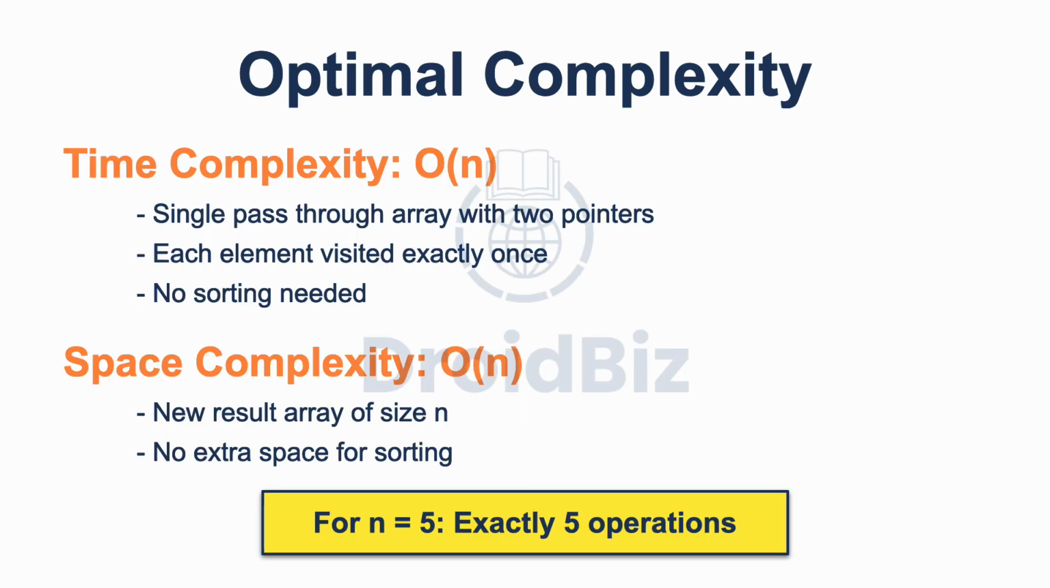Now, let's analyze the complexity of the optimal approach. The time complexity is big O of n. We make a single pass through the array with 2 pointers. Each element is visited exactly once, and no sorting is needed. The space complexity is big O of n. We need a new result array of size n, but we don't need any extra space for sorting. For example, if n equals 5, we need exactly 5 operations, 1 per element. This is much better than the brute force approach.